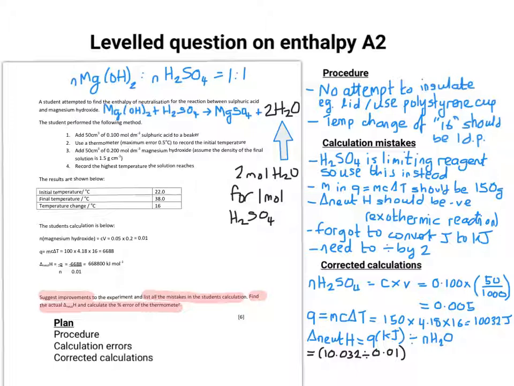So if you put that into a calculator and account for the fact that it is an exothermic reaction, that gives you minus 1003.2 kilojoules per mole to the minus 1.